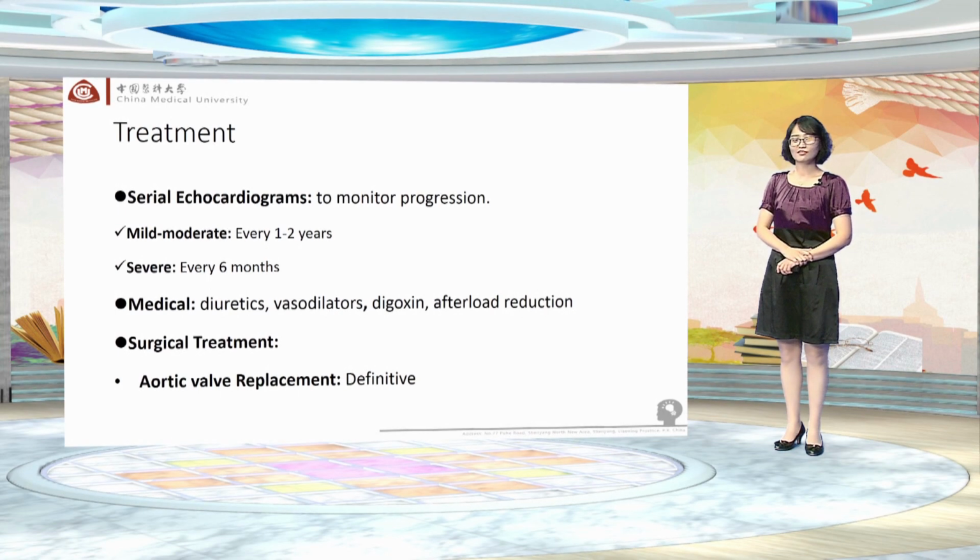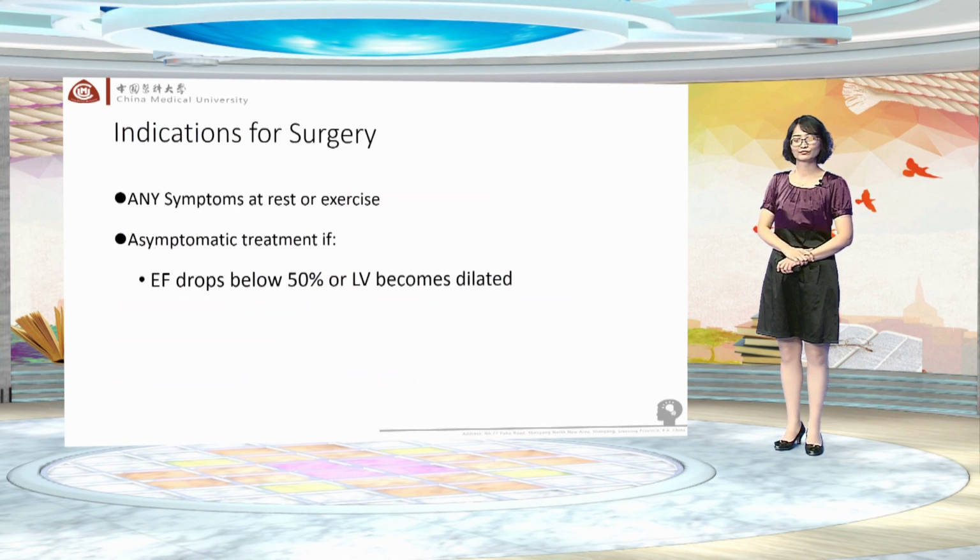The surgical method, aortic valve replacement, is the definite method for patients with AR. The patients with symptoms at rest or exercise, or if the ejection fraction drops below 50%, or the left ventricle becomes dilated, need the surgery.